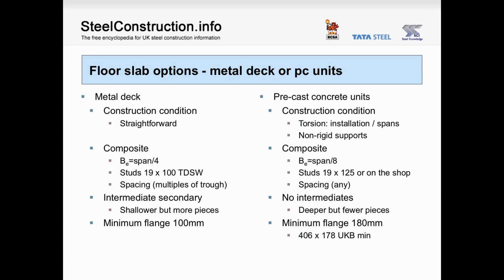Also, often overlooked is the requirement from a detailing perspective to use a minimum flange width of 180 mm in order to land the precast units and allow for construction tolerances. This will result in a minimum of a 406 by 178 UKB section. For metal deck, a minimum flange width of 100 mm is required.